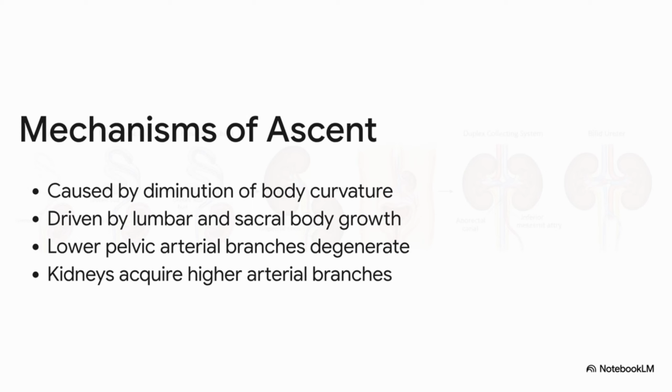But here is the really fascinating part, the vascular shift. The kidney is basically climbing an arterial ladder. Down in the pelvis, it's being fed by early pelvic branches of the aorta. As it climbs, it constantly grabs onto new, higher arterial branches, while those older, lower vessels just degenerate and disappear.